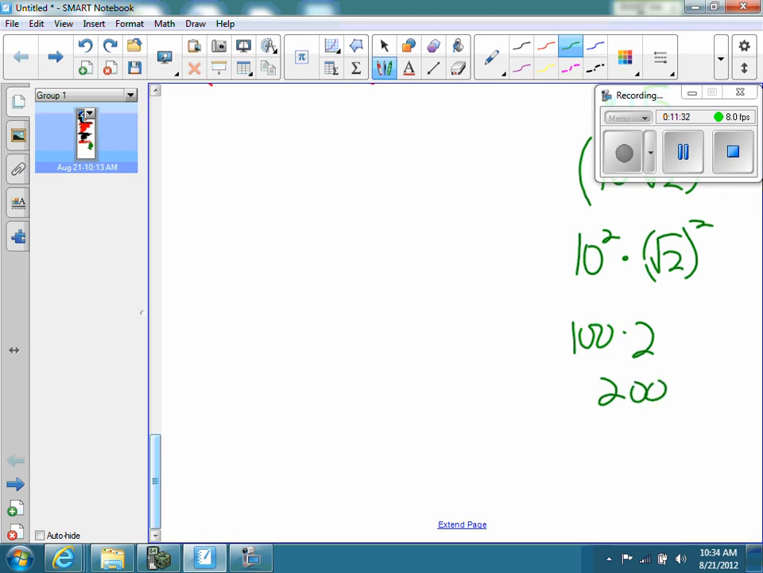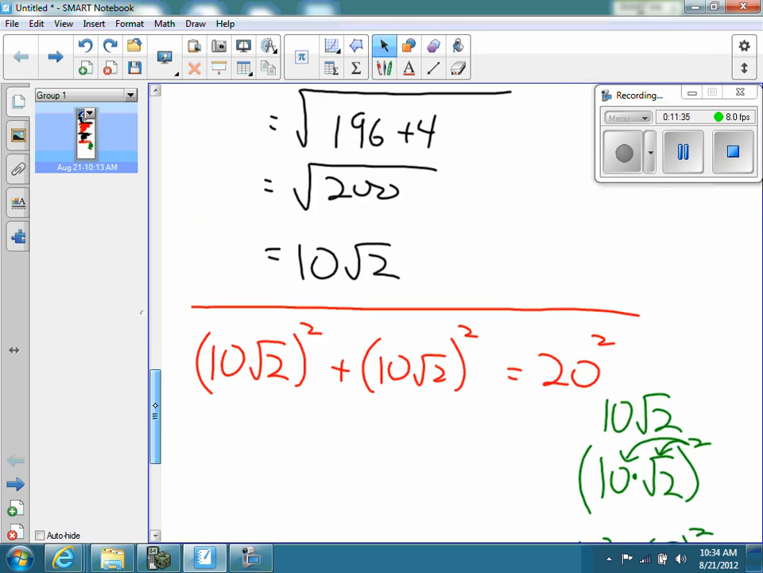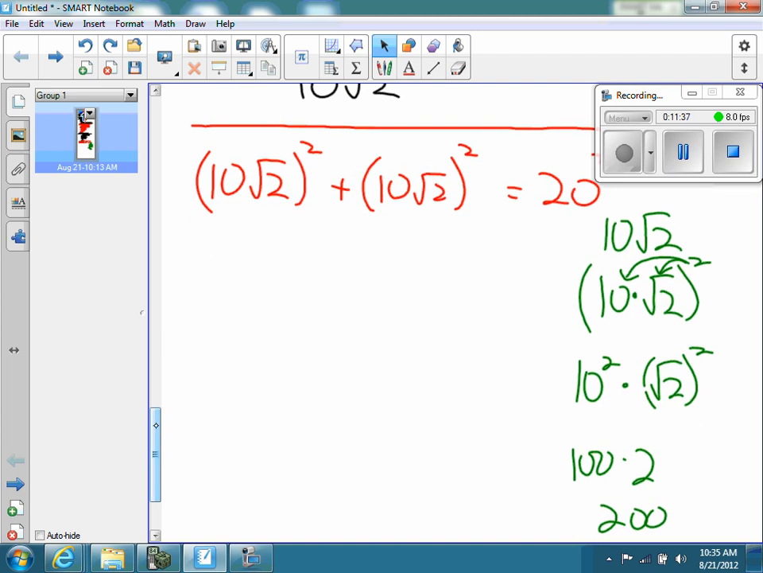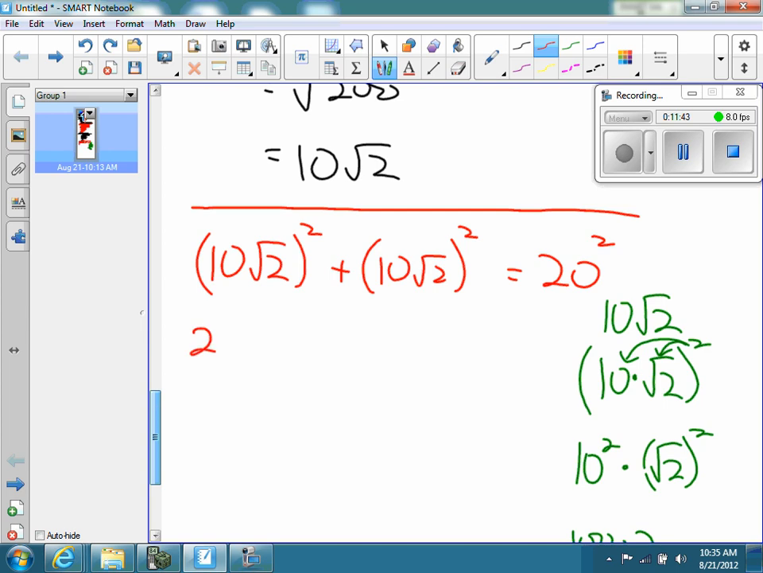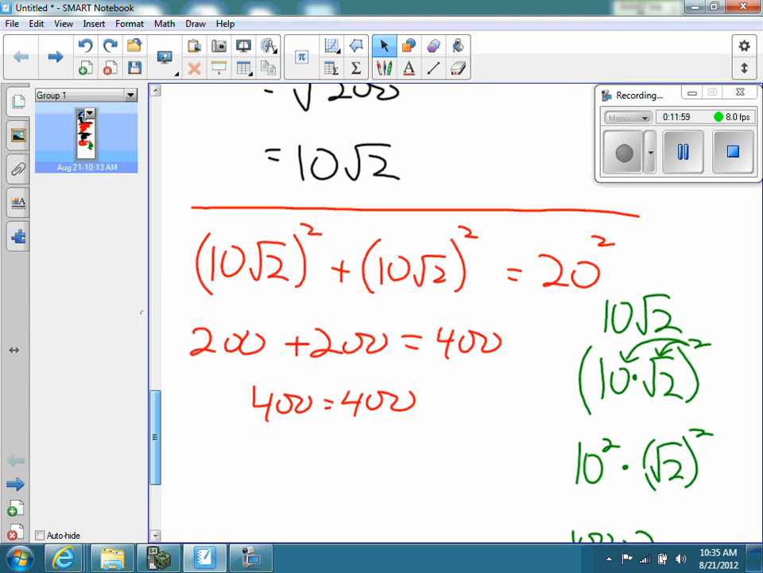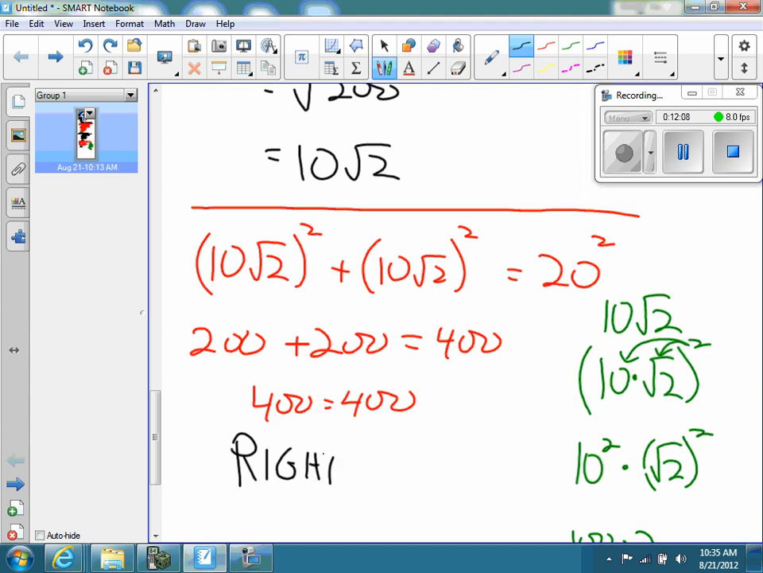Back up to my Pythagorean theorem here. This is 200. This is 200. It's the same thing. Is equal to 20 squared. Well, 20 squared is 400. Well, I have 200 plus 200. I have 400 is equal to 400. So I have now verified that this is in fact a right triangle. Let's give ourselves a little prize here. Right triangle. Yay.